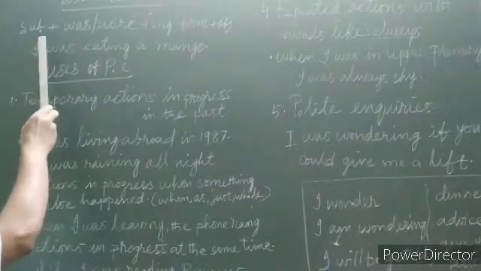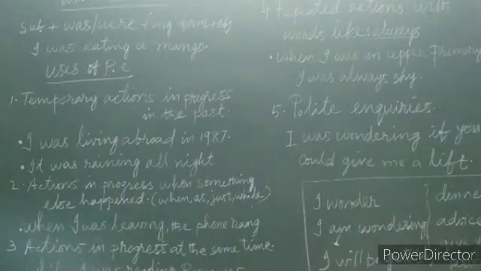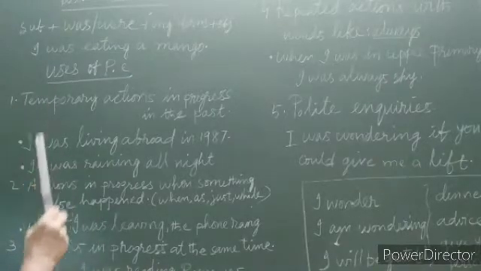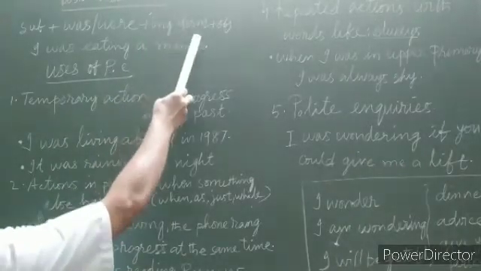Past continuous. What's the rule? Subject plus was or were plus the ing form of the verb plus object. Yesterday we saw present continuous. It was am or is or are plus the ing form. Here there is no am, only two, was or were. Both I am will become I was. She, he, it, is also will become was. Only the plural, you as a plural verb and they as plural, will take were. So subject plus was or were plus continuous form of the verb plus object.